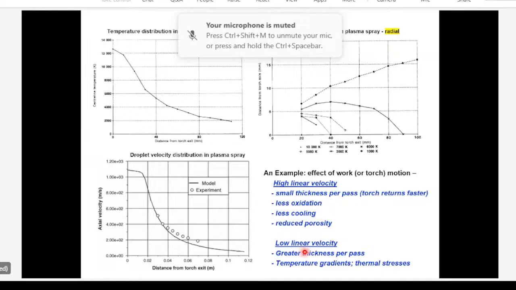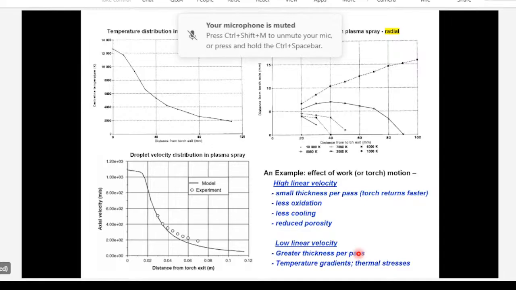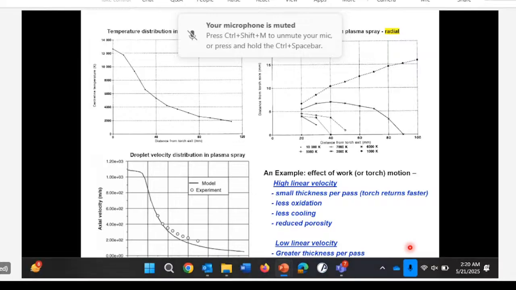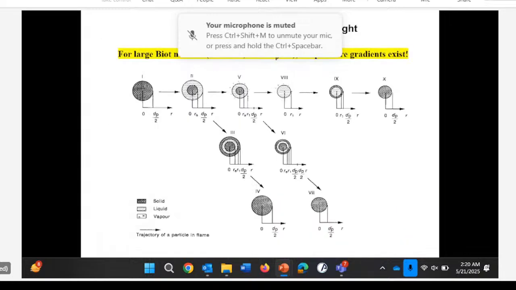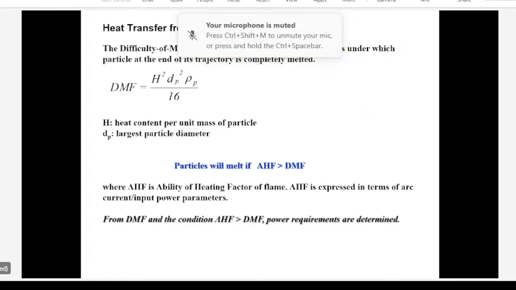For low linear velocity, you can deposit thicker coatings per pass, but then you have more time for the layer to cool down before the next layer is deposited. So there could be temperature gradients and thermal stresses, those kinds of issues. And this is just a thermal scenario for how things can happen. Maybe we can skip this one. That's more about the thermal process. We can skip all this theoretical analysis here.